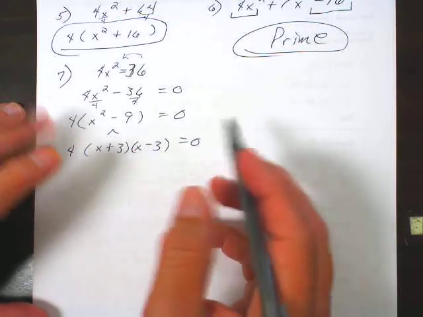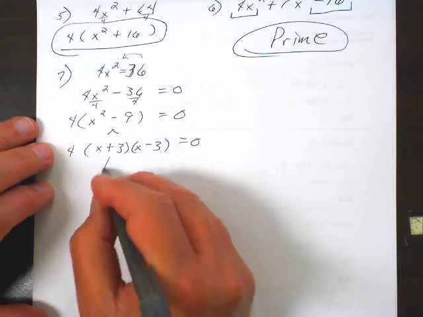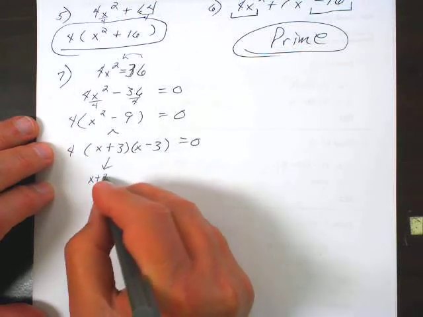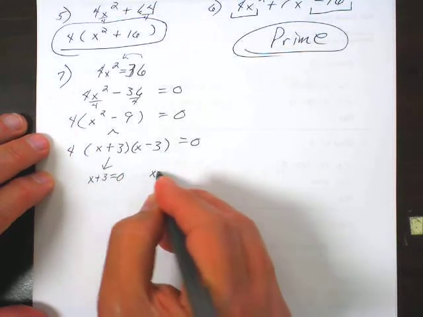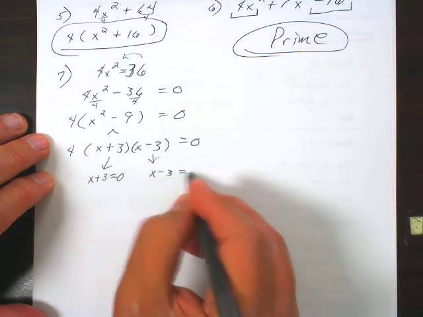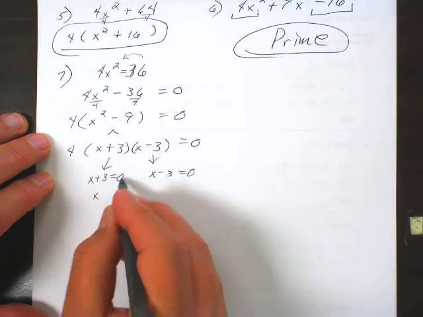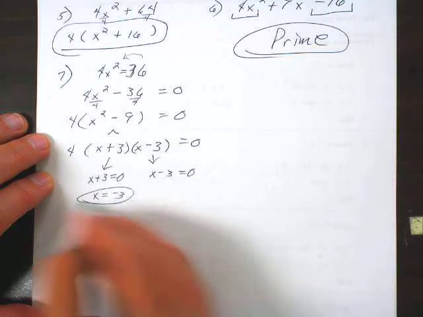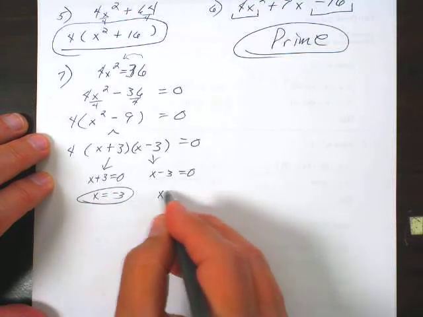Okay, so now I've got it factored. So now I'm going to set each factor equal to 0. So if I move the 3 over here, it'd be negative 3. And move the minus 3 over here, it'd be positive 3.